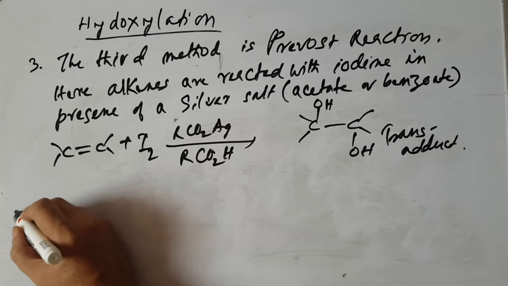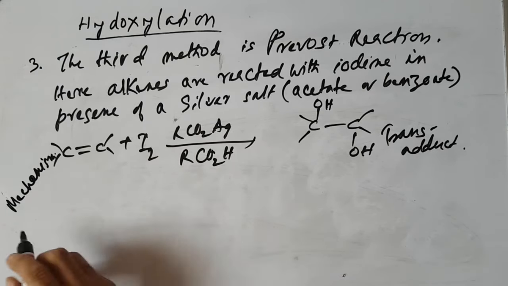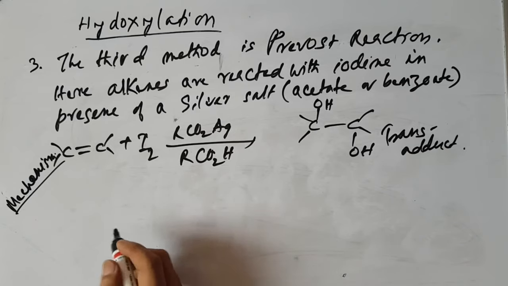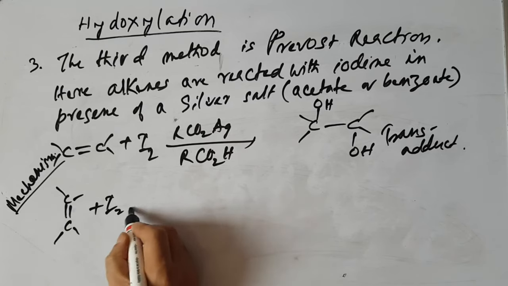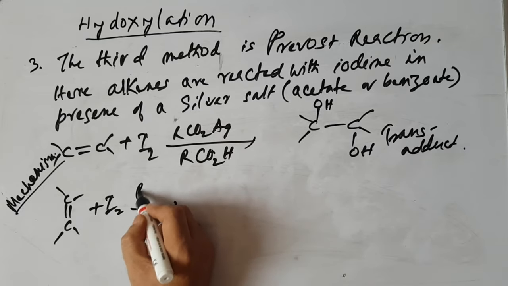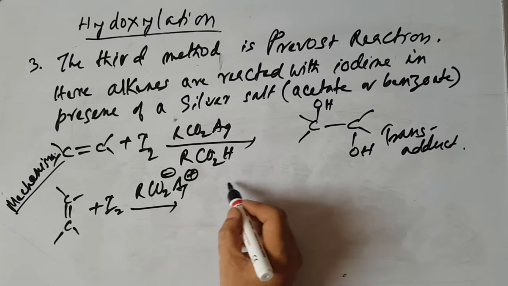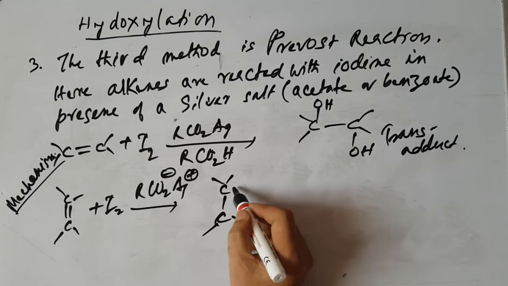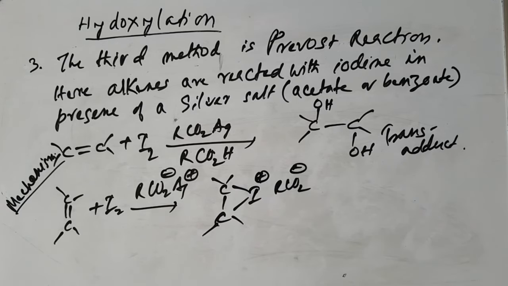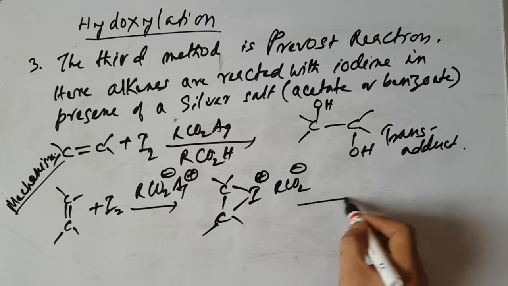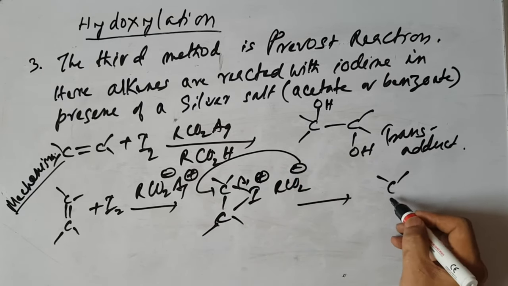So let's see the mechanism of the reaction. First, the alkene reacts with iodine in presence of this silver salt, silver acetate or silver benzoate. First it forms iodine with positive charge and RCO2 with negative charge, okay. So first you form this. Then this attacks again from the back side.